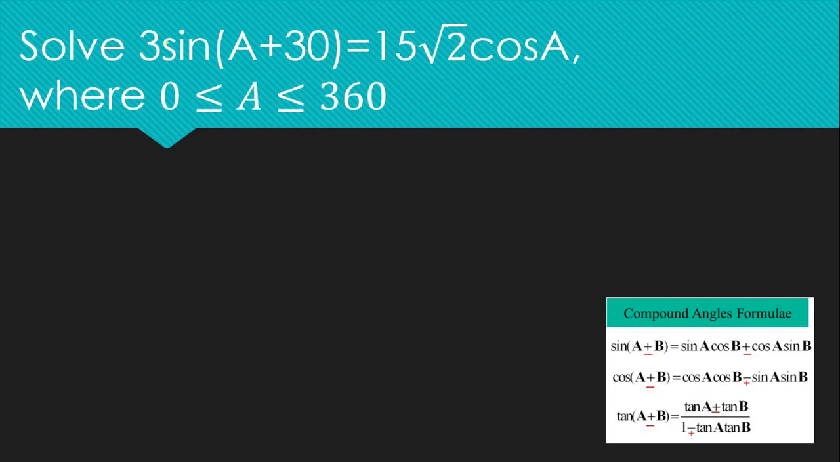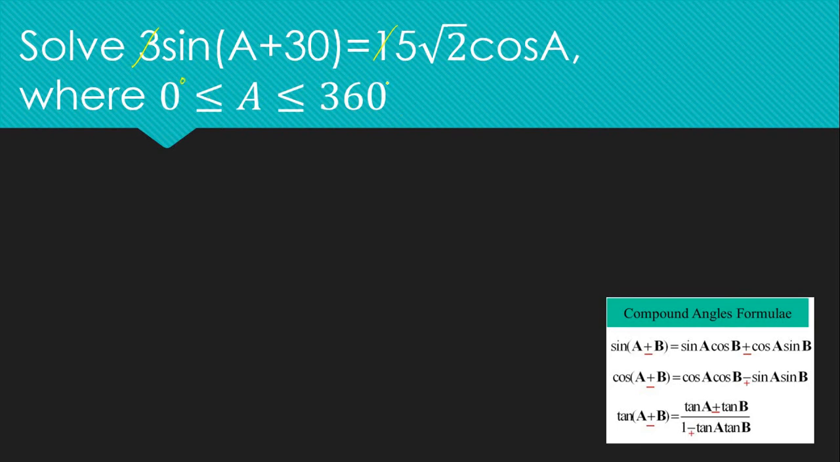We've got 3 sine(A + 30) equals 15 root 2 cos A. Now neither of these are double angles. This is quite clearly a compound angle, and this is pretty standard stuff. What we can do first off though is divide through by 3. Watch out for the simplifications that you can do early. So I'll have sine(A + 30) equals 5 root 2 cos A, where 0 ≤ A ≤ 360. So A is between 0 and 360 degrees.